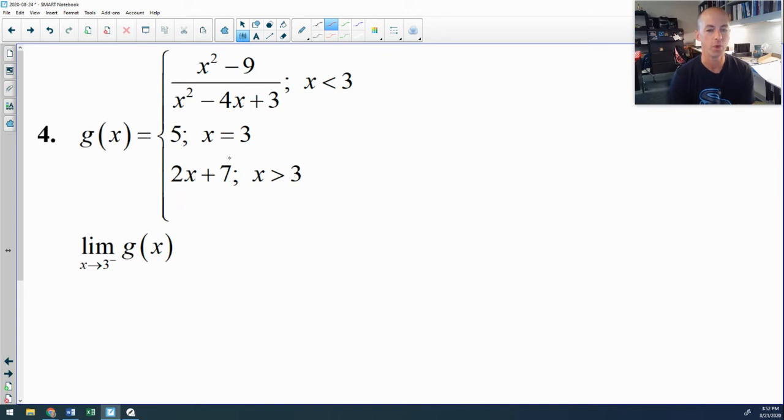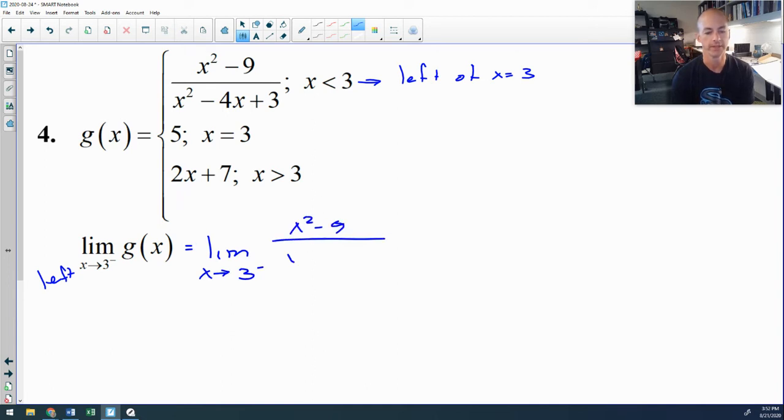And we have quite the ugly function. We have this weird fraction for x is less than 3, x equals 3 is 5, and x greater than 3 is 2x plus 7. So here I'm looking for 3 from the left side, and so we want to find the left side of 3, and that is when x is less than 3. So the left side of x equals 3 is up here. And so I'm going to have to work this one out, and this one's not as easy as the previous one, so I'm going to rewrite the problem, and I'm going to substitute my function, x squared minus 9 over x squared minus 4x plus 3.